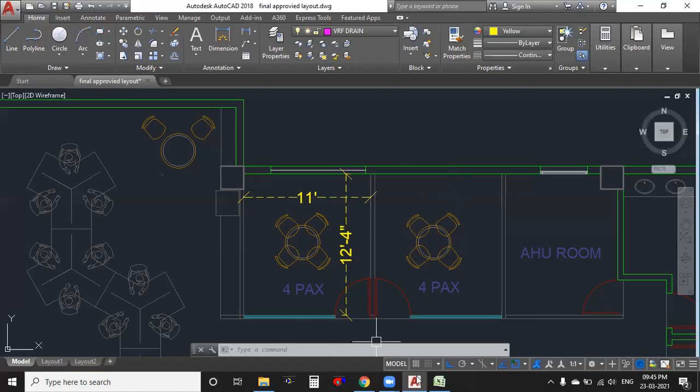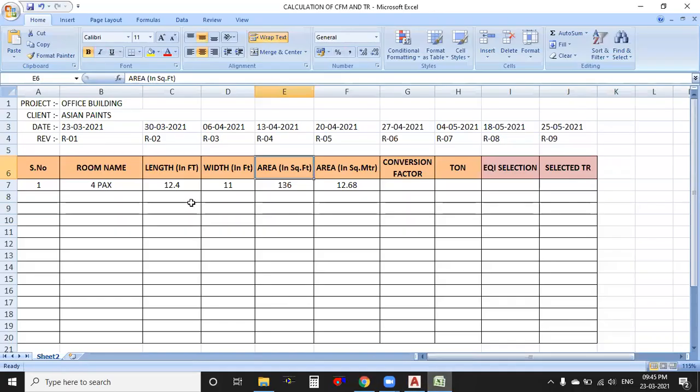So here, the 4-pack room, length I am having 12.4, width I am having 11 in feet. Area is length into width, 136 square feet. Area in square meters I am getting by dividing square feet by 10.76. Conversion factor: this is a commercial building. For a commercial building, what is the conversion factor? 0.08.